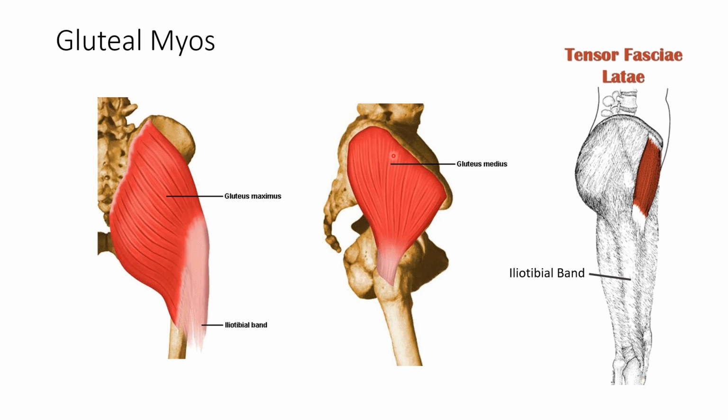Now, underneath the gluteus maximus, you have the gluteus medius. It's a little medial and therefore underneath the maximus. Here's the tensor fasciae latae. That again hooks into the iliotibial band and helps stabilize the pelvis and the lower extremities during standing, walking and running.